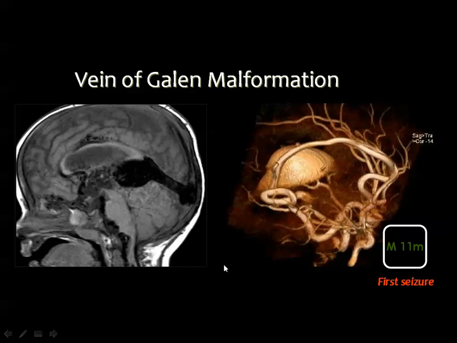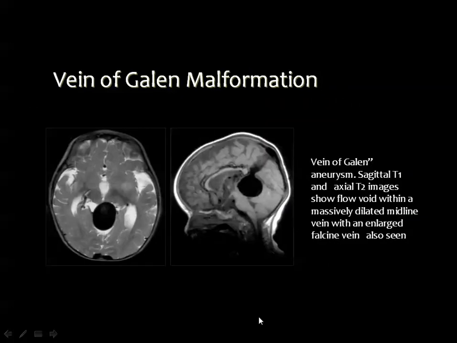And also here in this 11 months old male child presenting with seizures, and you can see the abnormal aneurysmally dilated structure and also the dilated straight sinus draining this abnormality. Another appearance of a vein of Galen malformation, aneurysmally dilated structure in the quadrigeminal cistern showing the signal void in all bulk sequences in the T1 and in the T2 weighted image.